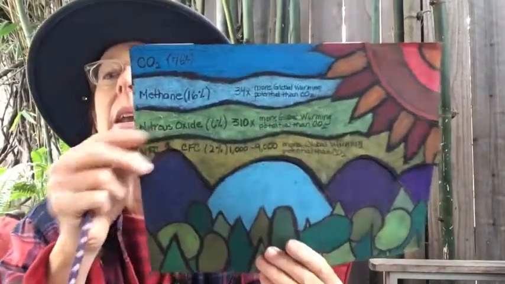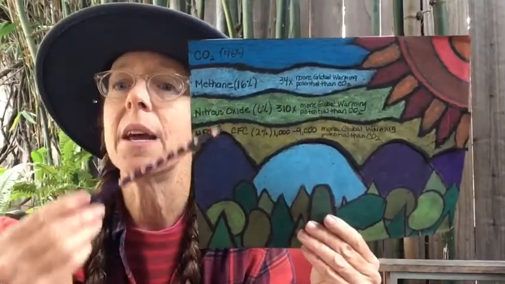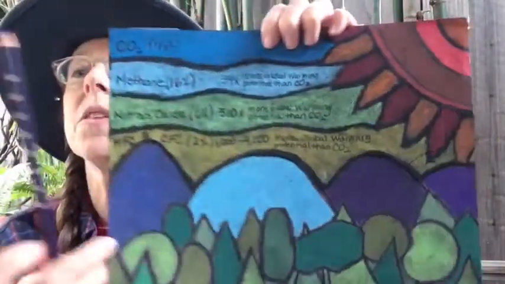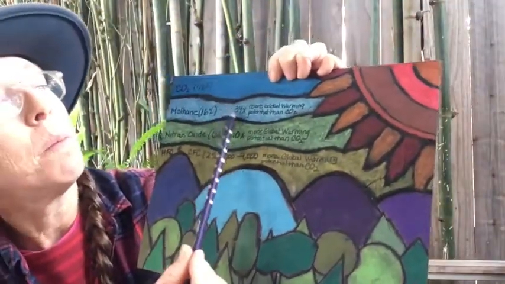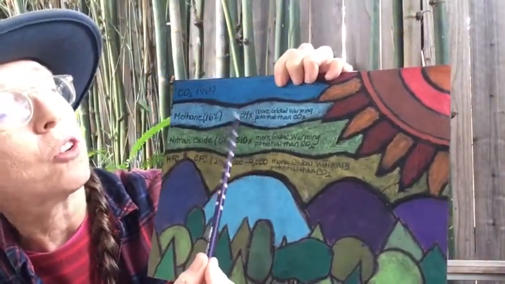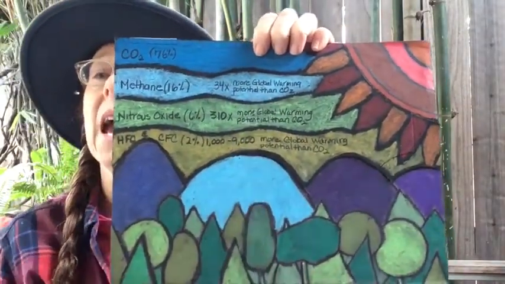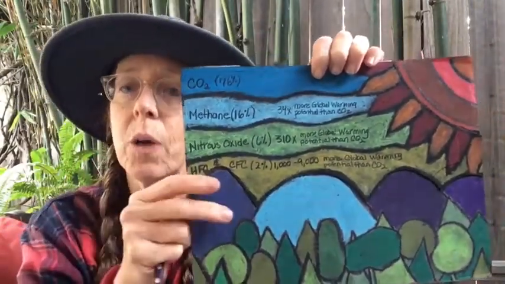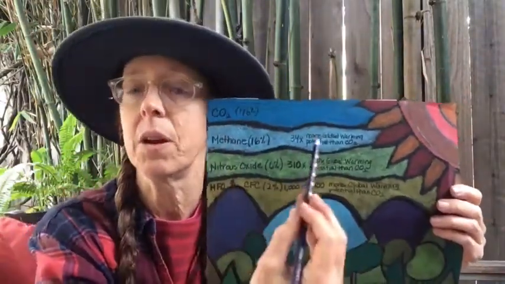In this one, I went ahead and included 3 columns of information. The name, the percentage of the total amount of gases, and then how many times more global warming potential than carbon dioxide, because that's important. And what I would like you to do is take your time on the writing part. If you need to, write what you want to write on another piece of paper and practice the spacing, and then put it on your art.